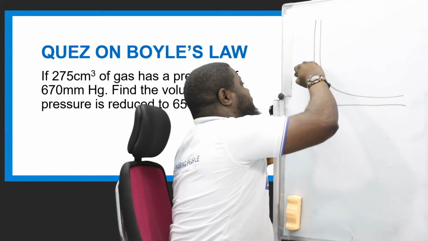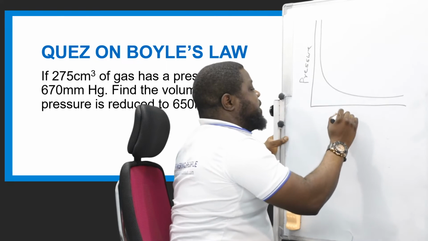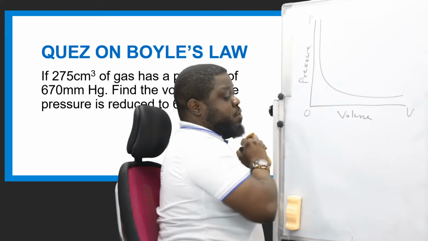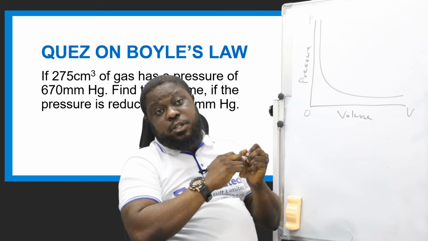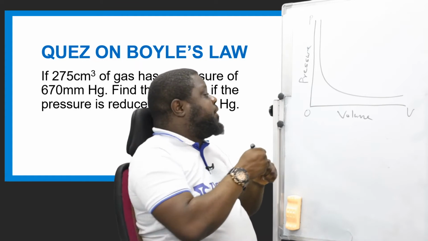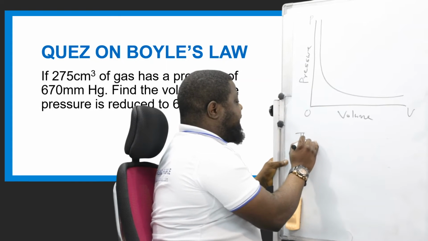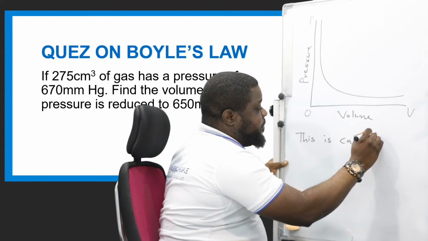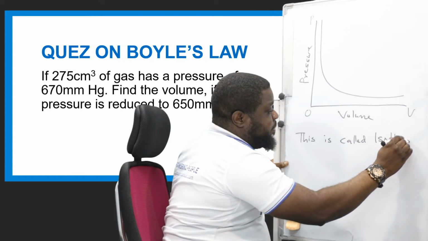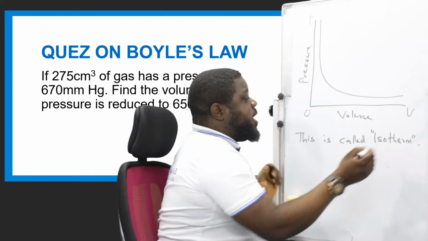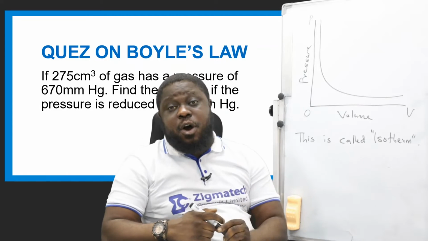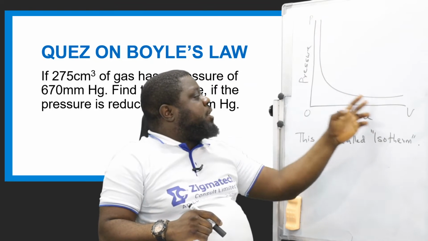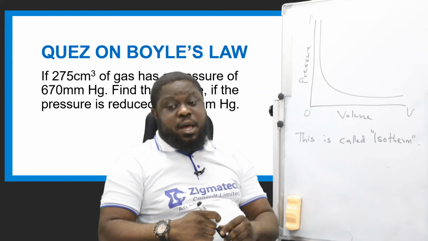Here is the pressure, and here is the volume. So here is V, and here is P, and here is O. That is the calculation of Boyle's Law. And the graph is called isotherm. The graphical representation of Boyle's Law is called isotherm. As you can see, the pressure is reducing and the volume is increasing.